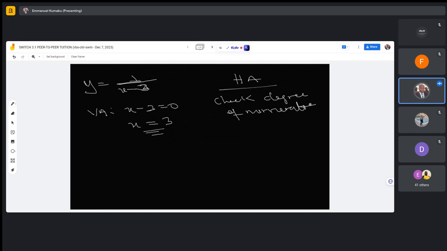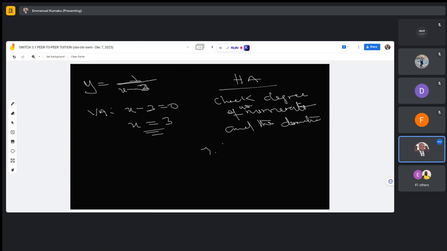They should be compared. The degree of the numerator and the denominator. You must compare them. Good. And these are the results you can obtain.